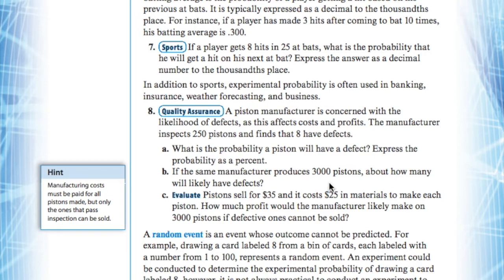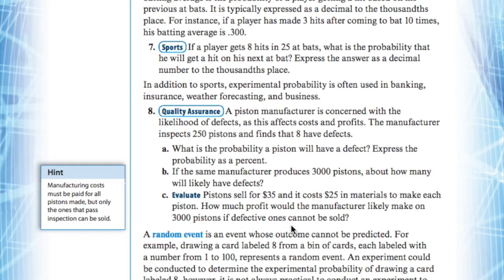Now, in letter C, let's look at how much that's actually costing a company, why you'd want to care about this in the business world. Pistons sell for $35, and it costs $25 to make, so there's a $10 profit margin. Every one you're making and then selling, you make $10 on. In materials to make each piston, how much profit would the manufacturer likely make on 3,000 pistons if the defective ones cannot be sold? Well, let's look at how much money they make overall.